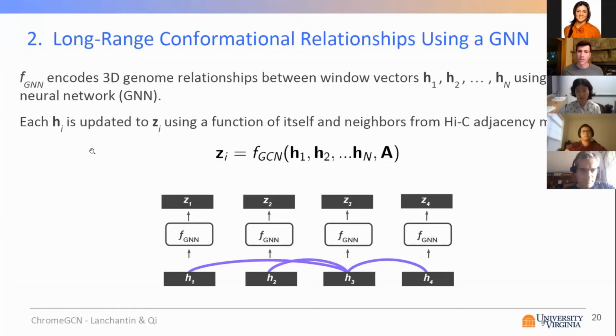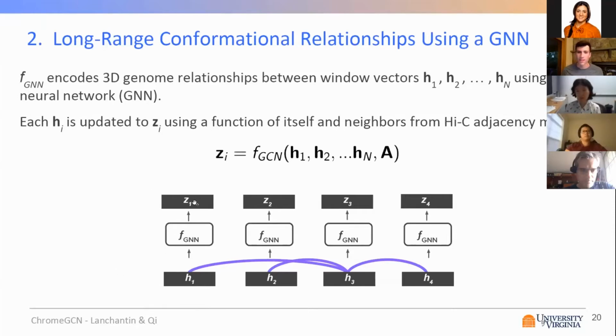So without going into the details of how this graph neural network works, each of these h_i vectors, which represent the sequence features for a particular window, is updated to a new representation that we call z_i using a function of itself and its neighbors indicated by the Hi-C adjacency matrix A. So now this output vector z_i for each window encodes both the sequence information and neighboring sequence information that we're using from the Hi-C data.